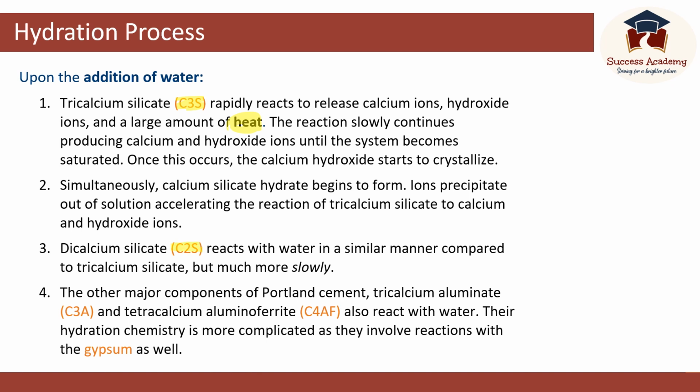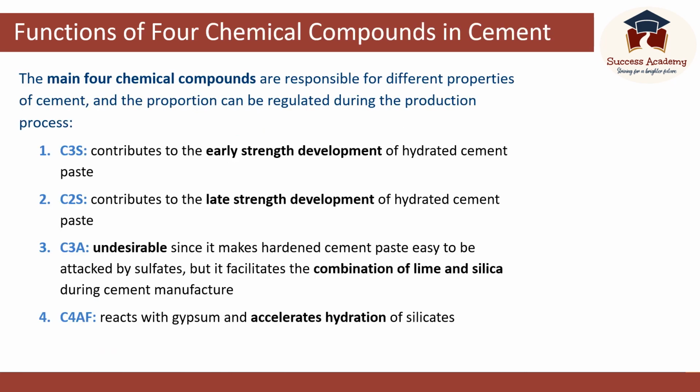Dicalcium silicate, which is C2S, reacts with water in a similar manner compared to the tricalcium silicate, but much more slowly. The other major compounds of Portland cement, tricalcium aluminate, which is C3A, and tetracalcium aluminoferrite, C4AF, also react with water. Their hydration chemistry is more complicated as they involve reaction with gypsum. The four main chemical compounds are responsible for different properties in cement, and we can regulate the amounts during the production process. Now let's see the functions of the four chemical compounds.